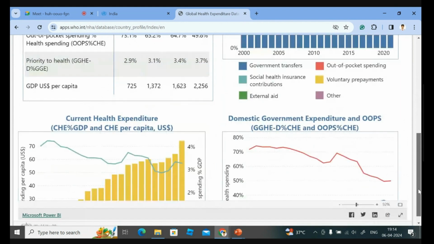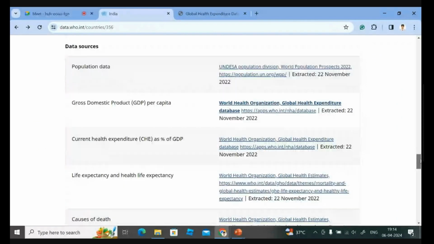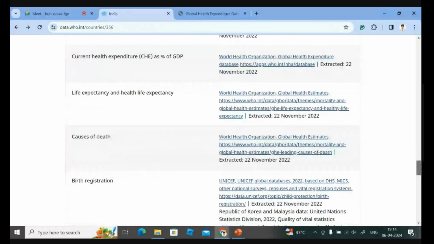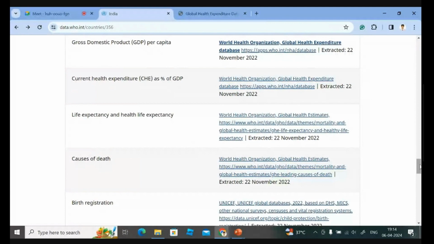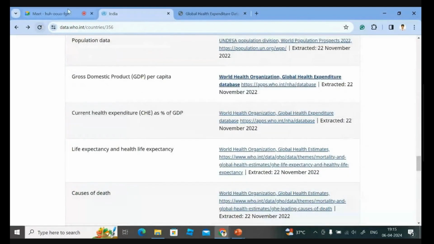Okay, this is how you can actually go and check. There are a lot of things, we can even go there, check into these different things, and come back.